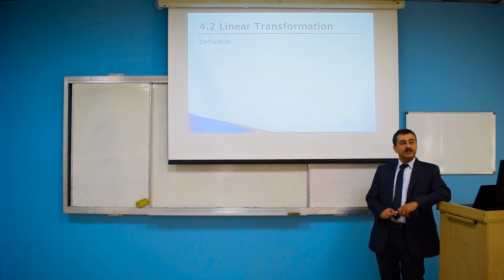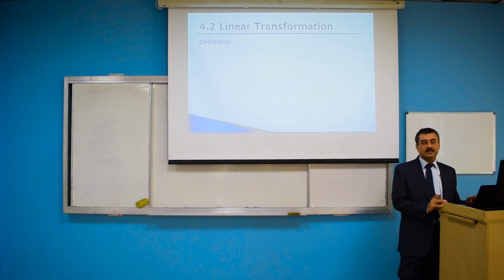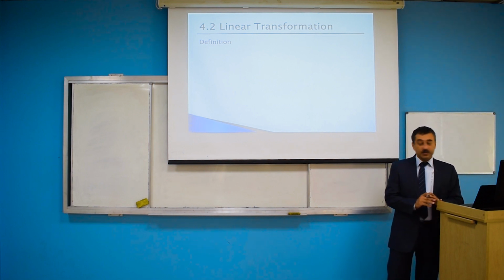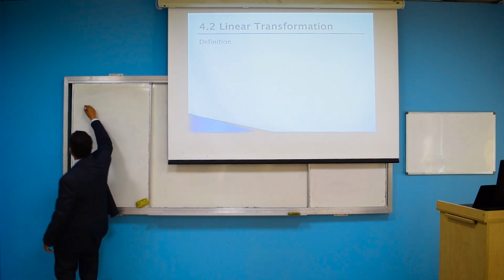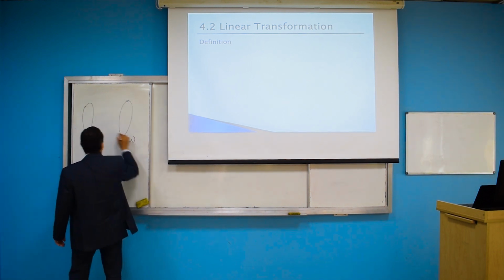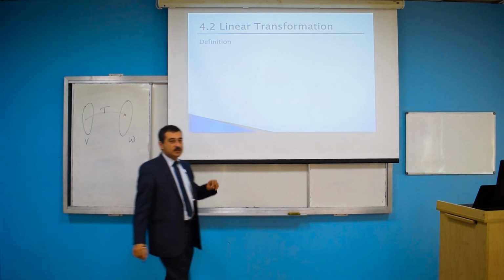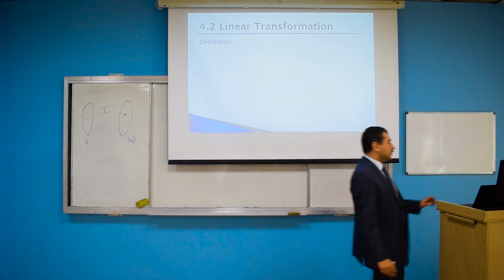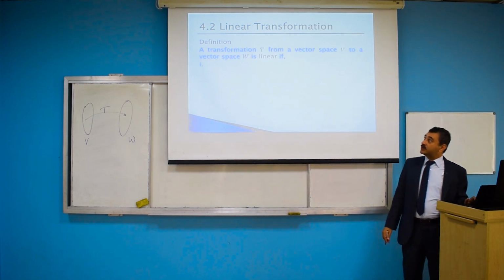كنا اتكلمنا الليكتشر اللي فاتت عن اللينير ترانسفورميشن. خلينا نفتكر كده سريعا اللينير ترانسفورميشن between two vector spaces. بيبقى في عندي vector space V، vector space W، يبقى في some transformation from this vector space to this vector space, and we call this transformation linear if it satisfies these conditions.